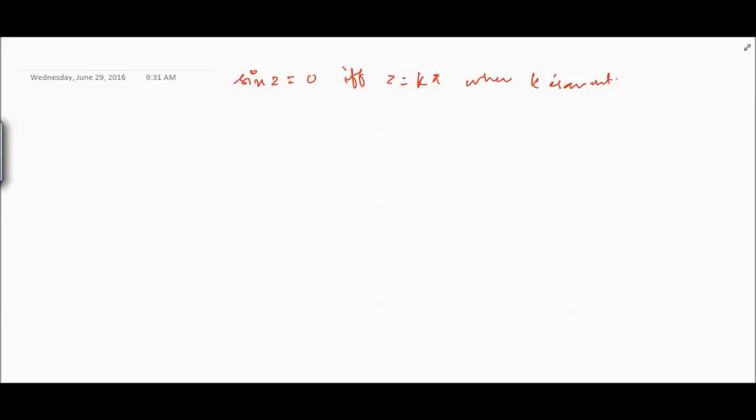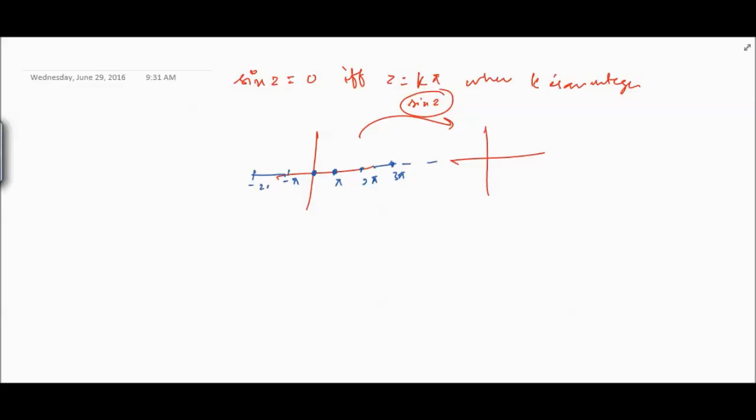Okay, it means that you have this function sine z from the complex plane to the complex plane. This is your function sine z. Where are the roots of this function? The roots of the function are here: 0, then pi, then 2 pi, then 3 pi, and so on, and here minus pi, minus 2 pi, minus 3 pi, and so on. So it means that sine z is 0 only on the real axis and nowhere else. So how to prove this?